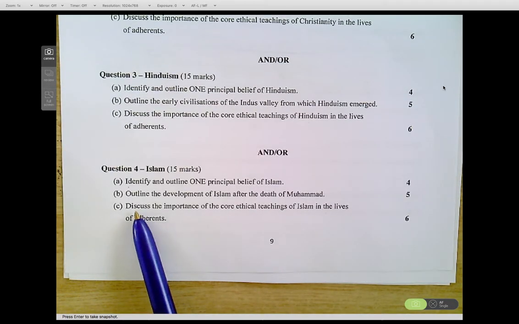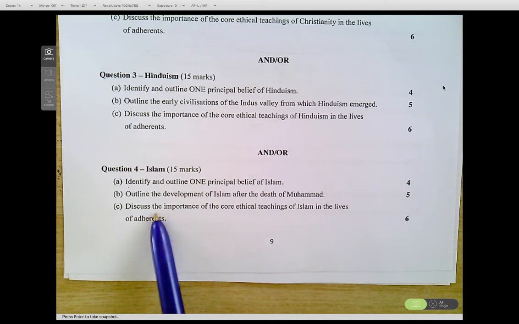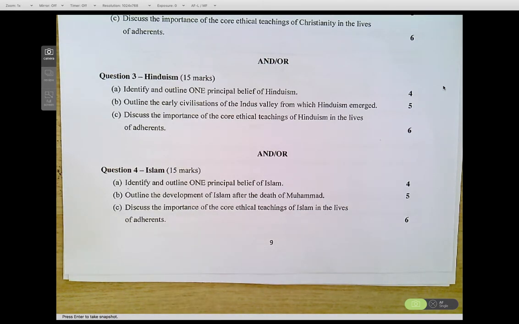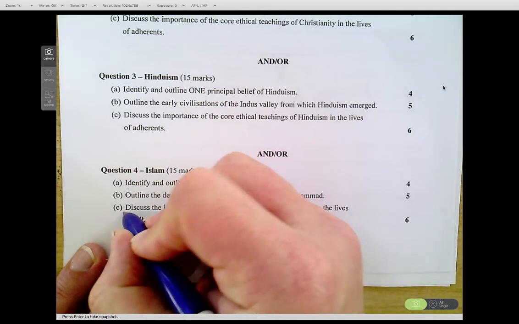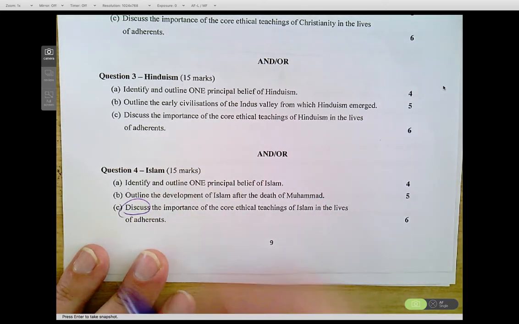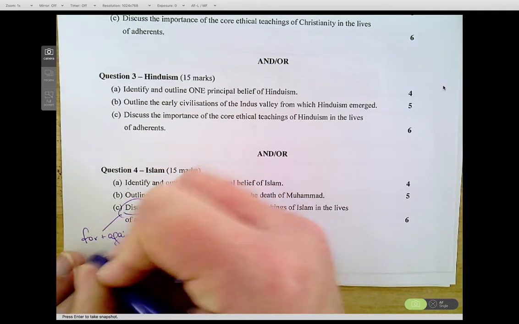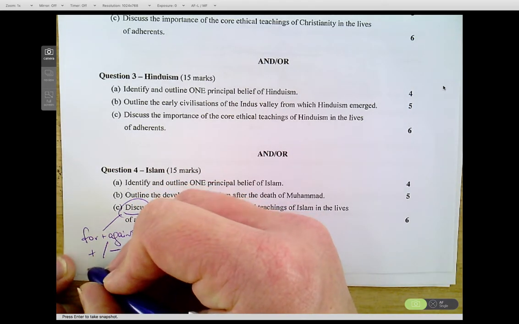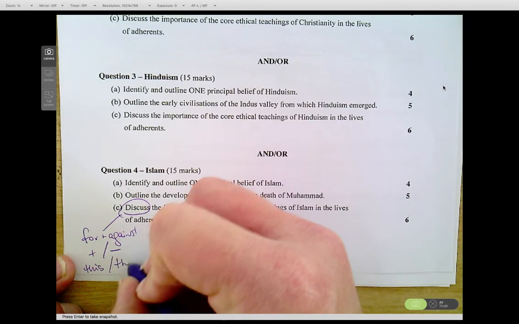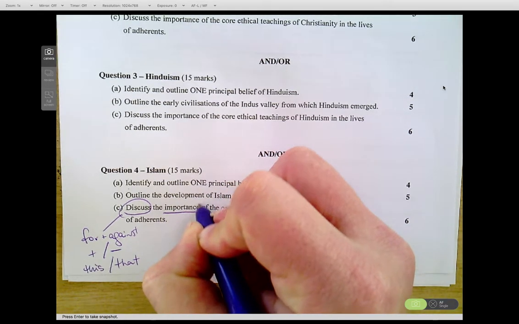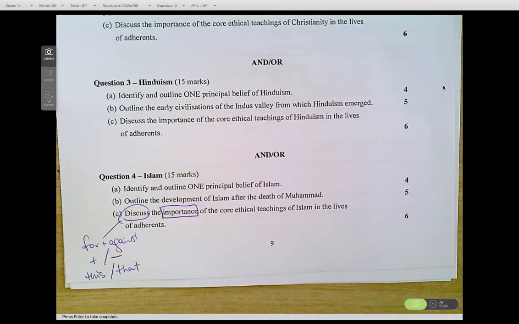The 6 mark, however, we need to look at 2 sides of something. Discuss the importance. All right, so now this is higher order. So you're going to have to show a depth of knowledge here. So we would need to, in this case, discuss. So either for and against, positive or negative, this side or that side when we're doing a discuss. In this case, it's the importance. Here's a qualifier. Of the core ethical teachings of Islam. There's our content.